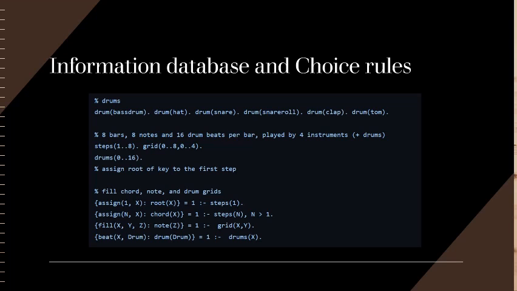The first choice rule that was implemented was to assign the root chord as the first chord in the sequence, which usually governs the center point of the chord progression. The second choice rule was used to assign the chord in every step afterwards. The third rule was used to assign a note to every position using the grid predicate, and the last rule containing beat was used to assign the drums.